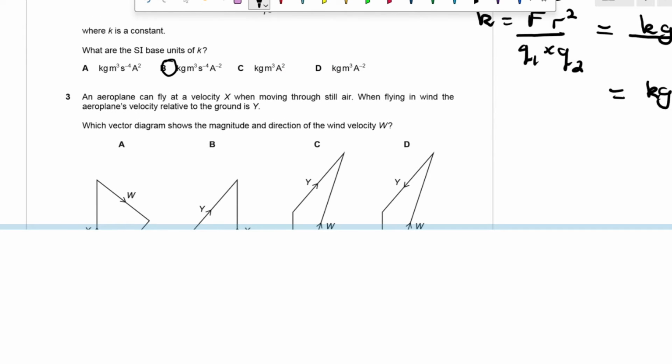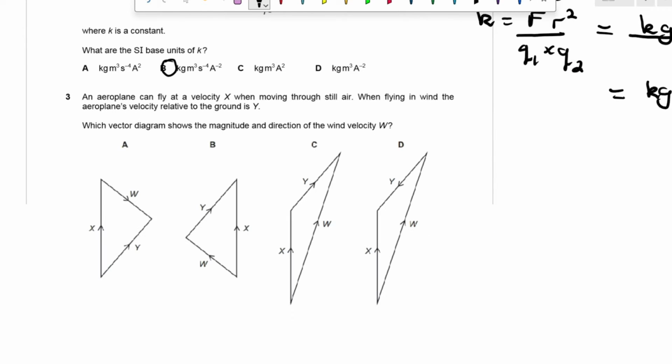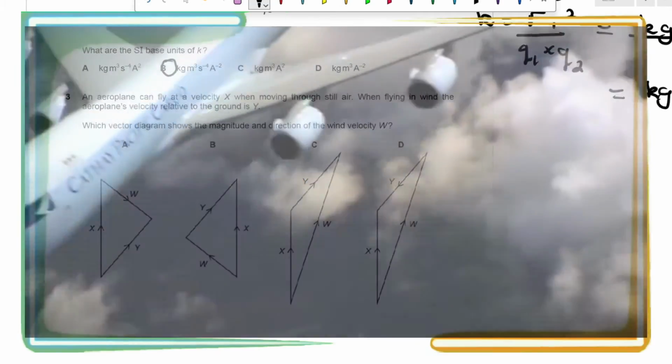It's a question on resultant vectors, right? Resultant vectors. And the first thing that we need to do is read and understand the question. Most of the time, the question will give you some hints, and we can look at that. So we're given an aeroplane, right? An aeroplane basically flies at a velocity x, right?